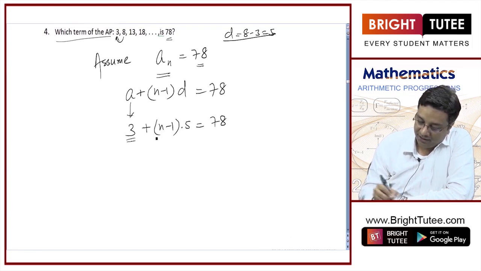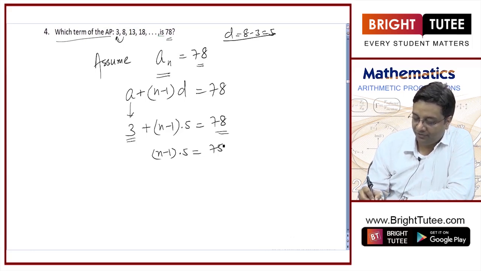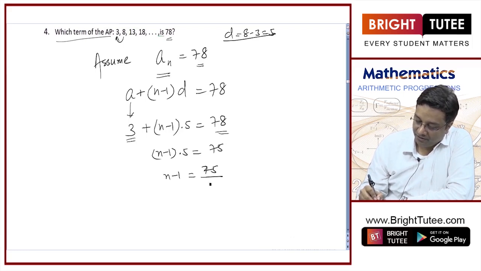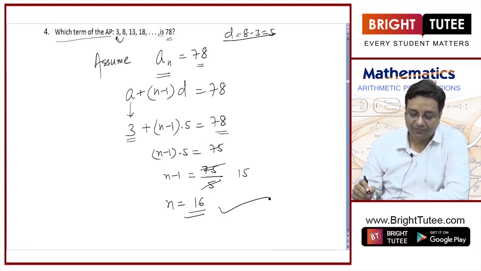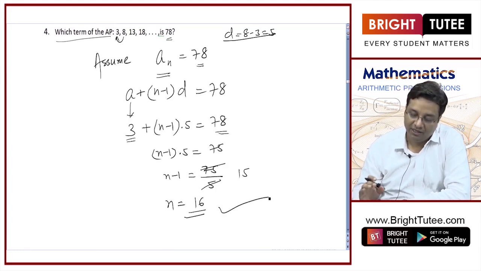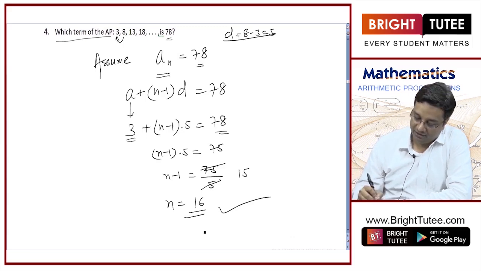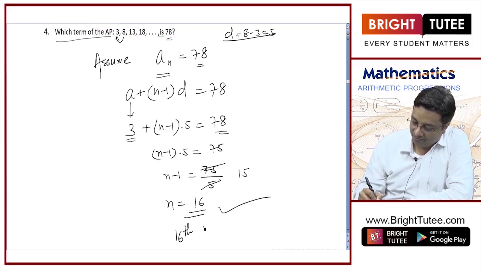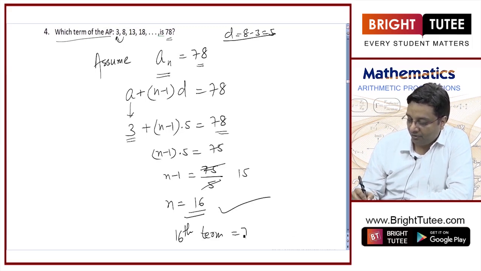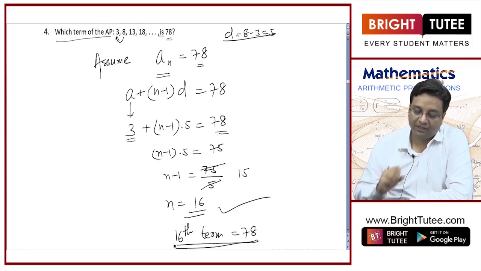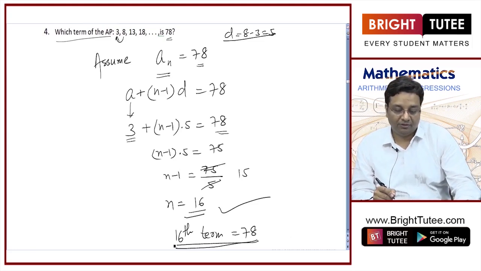So if I bring this 3 on this side, n minus 1 into 5 will become 75. So n minus 1 is equal to 75 by 5, which is equal to 15. So n is equal to 15 plus 1, 16. So 16th term of this AP will be 78. So 16th term will be equal to 78, right? Let's see what the next question says.